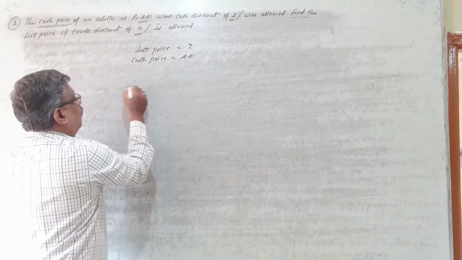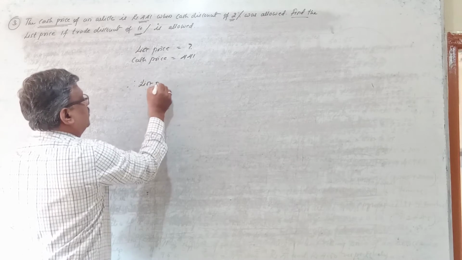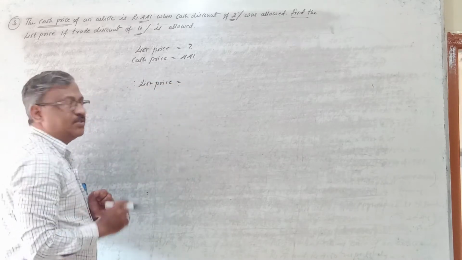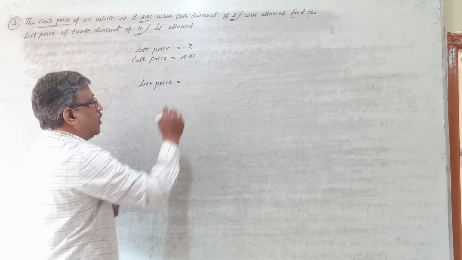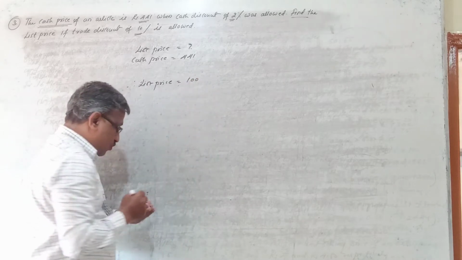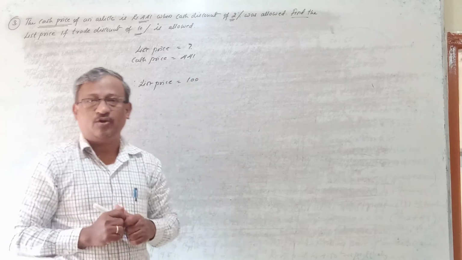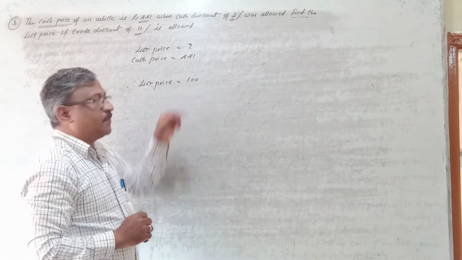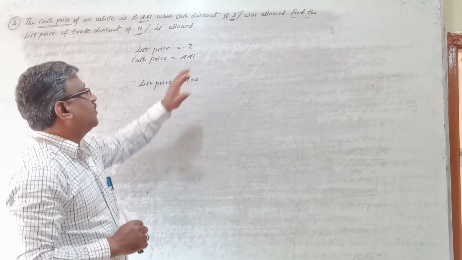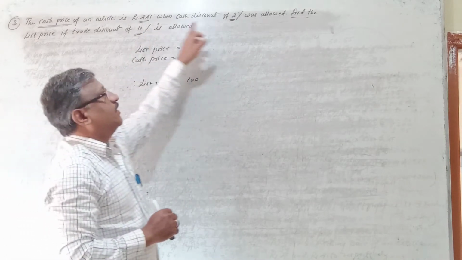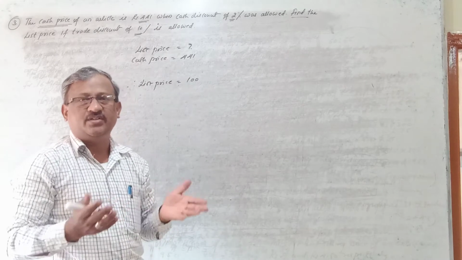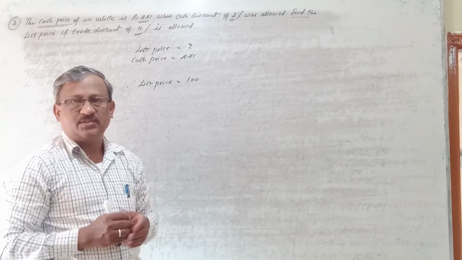So what will I do? I will assume the list price. As the list price is not given, I will assume my list price as 100. Suppose my list price is 100 rupees. If my list price is 100 rupees and the trade discount is 10% and cash discount is 2%, I can easily determine what my cash price should be.